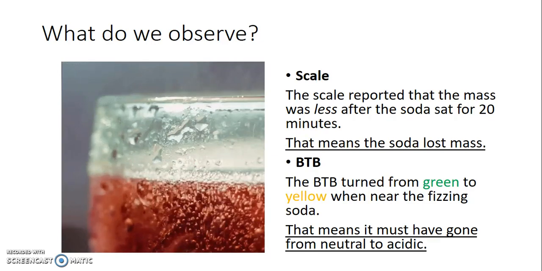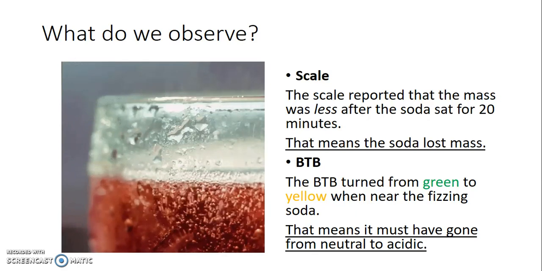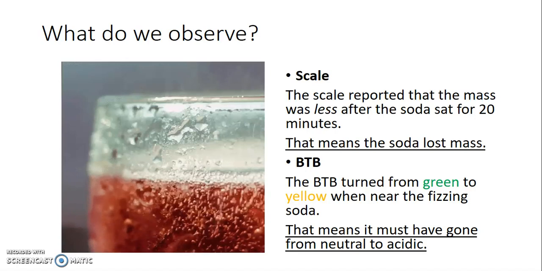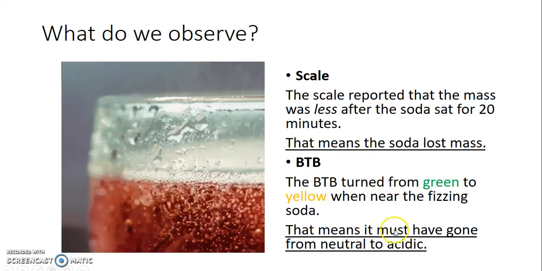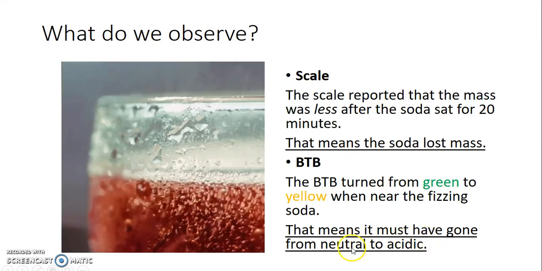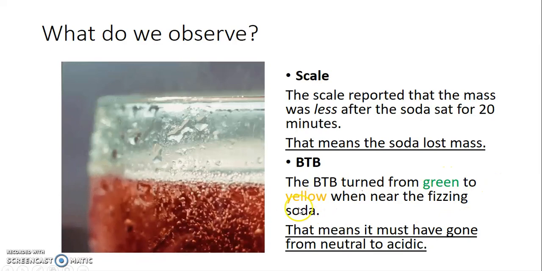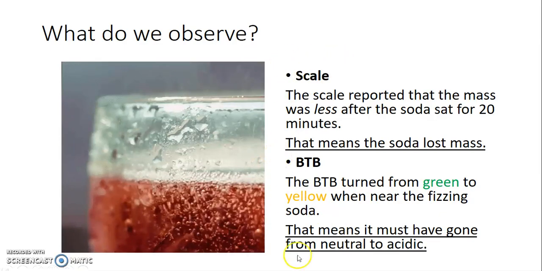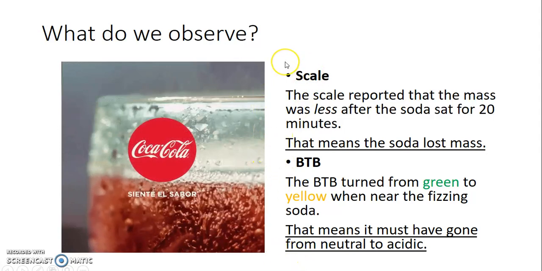If you were to report what the BTB did, you wouldn't just tell me it changed color. That doesn't really mean very much. You have to say it turned from green to yellow. You have to report what it started at and what it ended at. That means that it must have gone from neutral to acidic. So these are our macroscopic observations. This is what we saw with our eyes on the macroscopic scale.